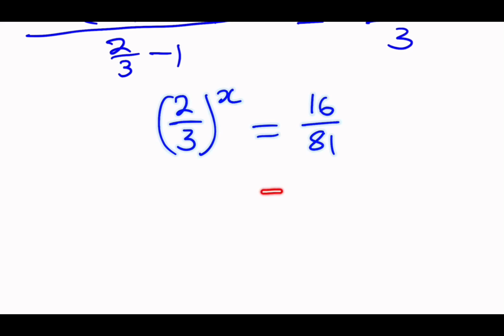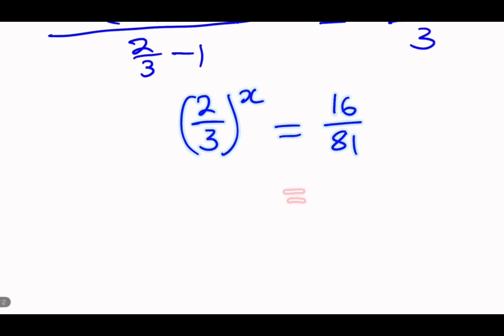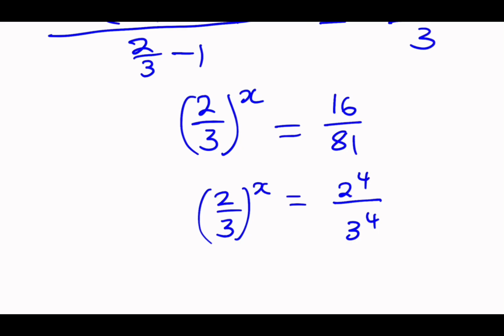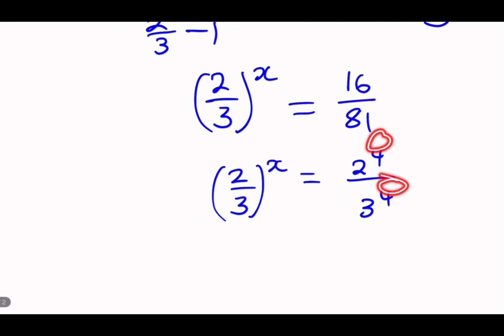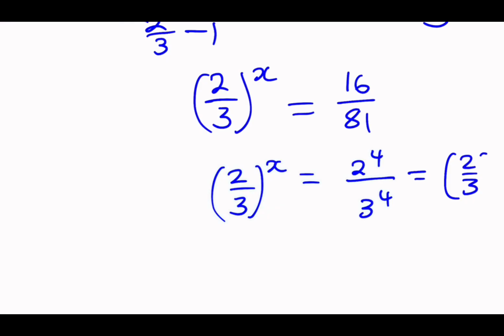And when you do end up with this, it does appear that you can prime base each number on the right. So if we just go to the right there and say 2 to the 4 is the same as 16, and 3 to the 4 is the same as 81. So we've got this, and this is pretty nice. Luckily, these have the same exponent, meaning we can rewrite them as just 2 over 3 to the power 4, allowing us to say, therefore, x is equal to 4.